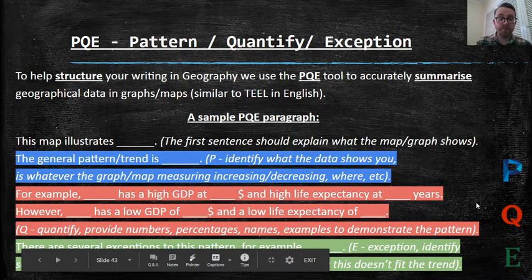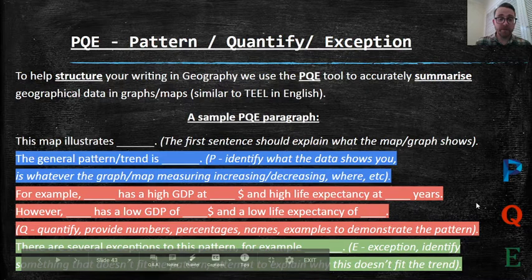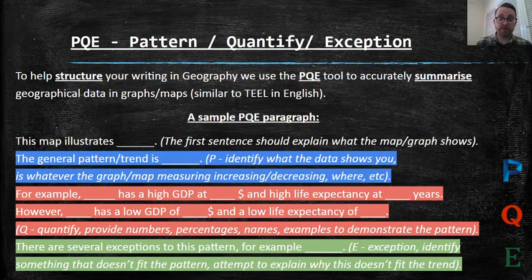So P for pattern. The general pattern or trend is blank. So I need to identify what the map shows you, what the data is showing. So whatever the graph or the map is measuring, is it increasing? Is it decreasing? Where and how? So if I'm looking at a map of the Amazon rainforest or a graph, and it shows that forest coverage is going down, that's my pattern. So I would say in 1 sentence, the pattern shows that forests are being cut down, deforestation, the end, full marks.